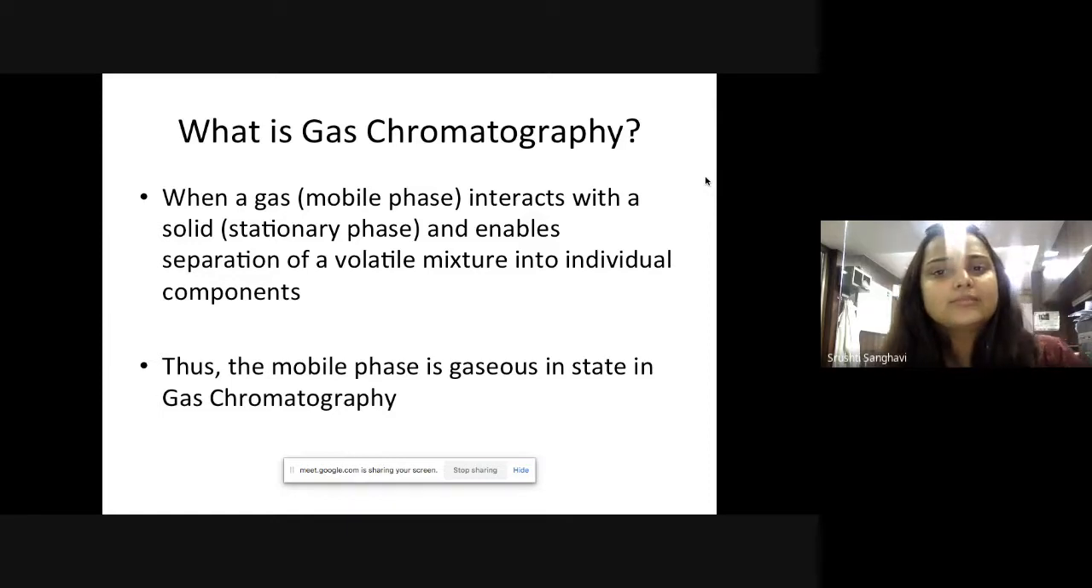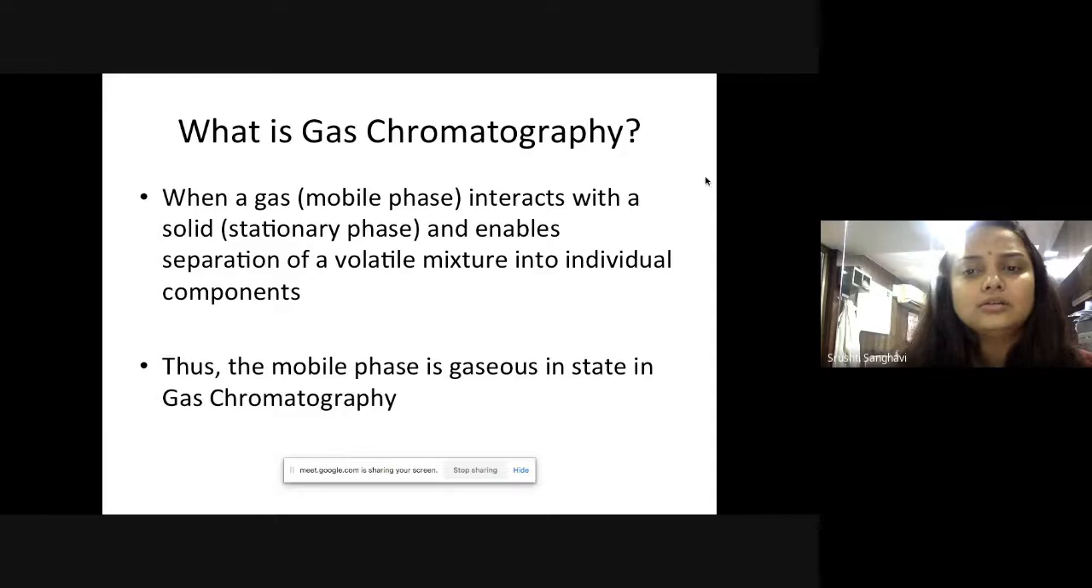So then, as we had spoken earlier, in gas chromatography the mobile phase is a gas, which interacts with the stationary phase, which is a column, okay? And this enables the mobile phase's interaction with the sample. That is what actually determines at what level the separation will happen.